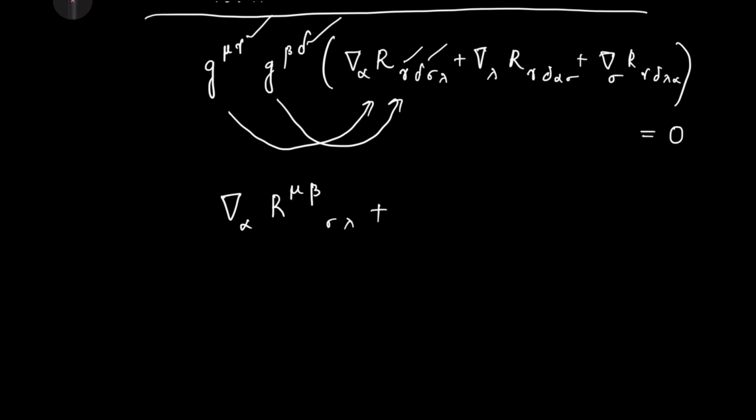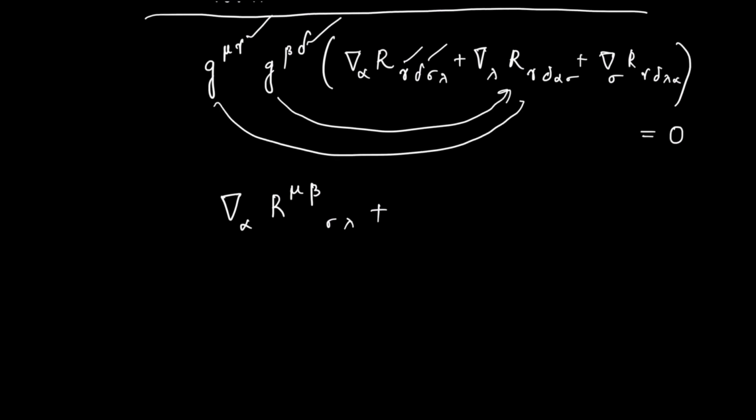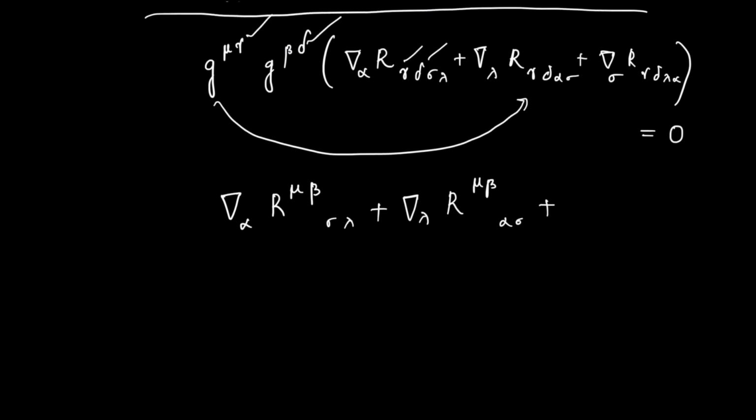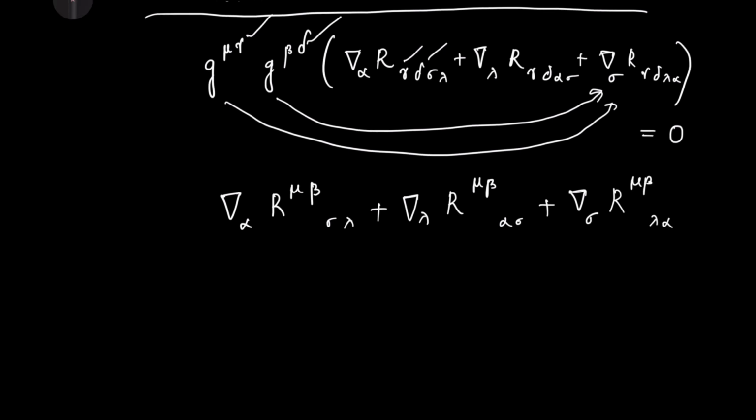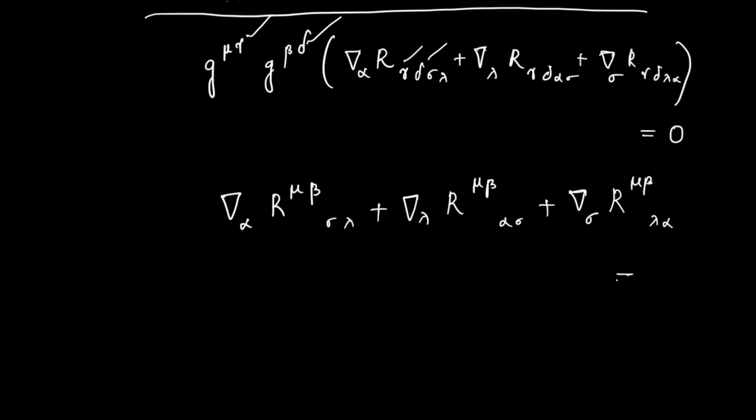Now I have to multiply the next term also. Then I will get covariant derivative of R mu beta alpha sigma, plus, now multiplying the last term, I will get R mu beta lambda alpha. Now this is equal to 0.